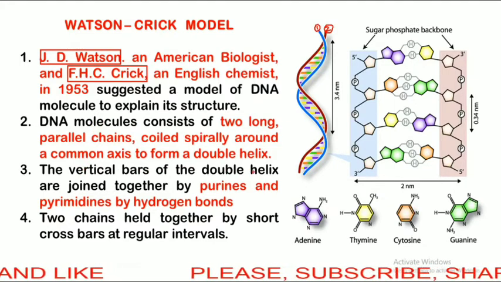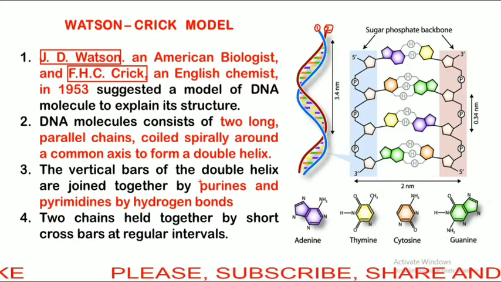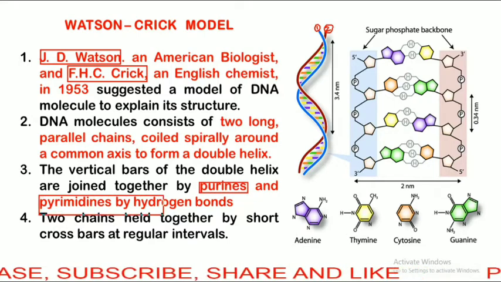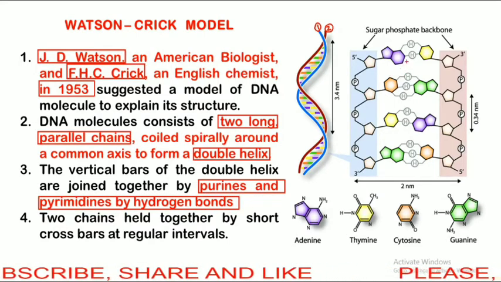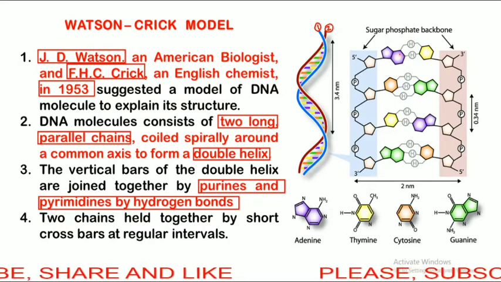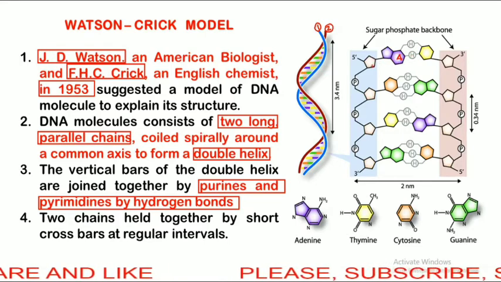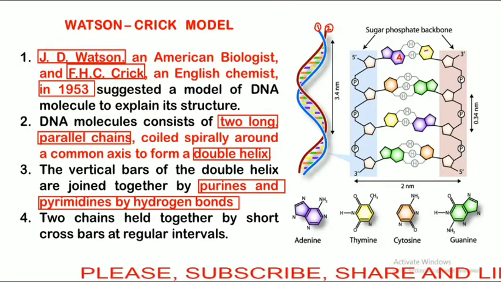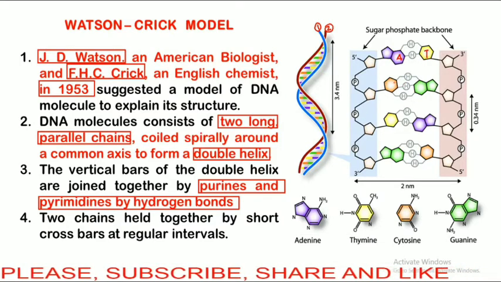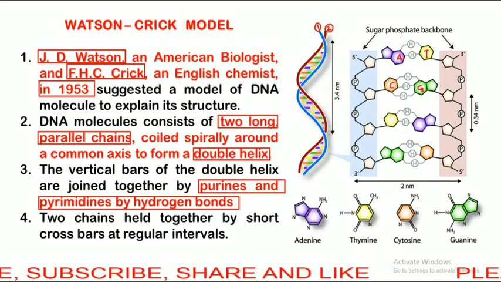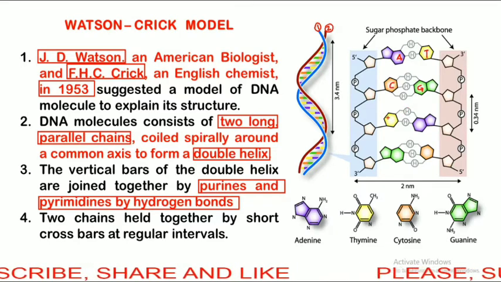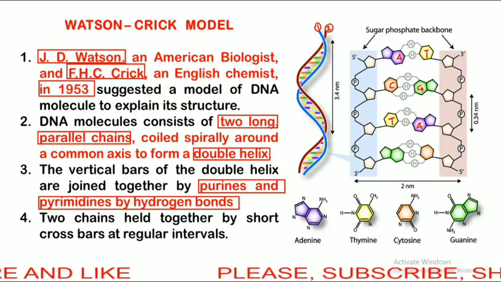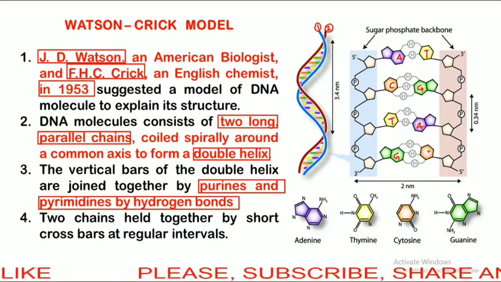Vertical bars of the double helix are joined together by purine and pyrimidine by hydrogen bonds. Here in this figure you can see that this is the adenine, a nitrogenous base of this chain, and this one is the thymine, then cytosine and guanine. Here thymine and adenine, then guanine and cytosine.